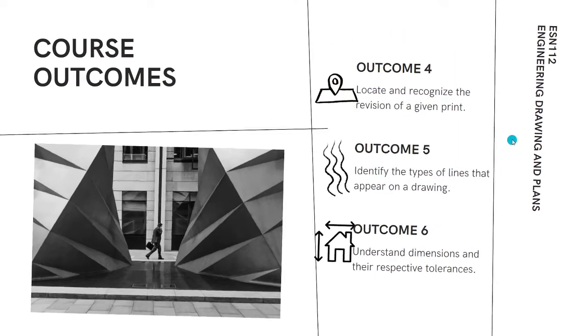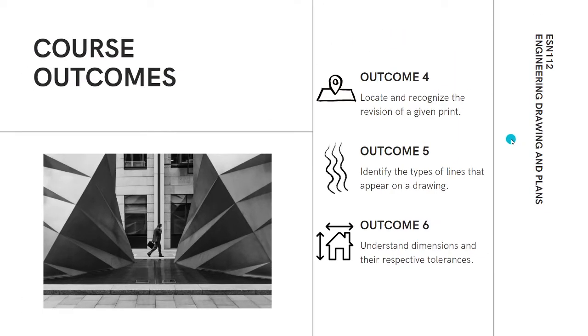Outcome number 4, we would locate and recognize the revision of a given print. Of course, it is unavoidable that we make mistakes in making our plans. So we would need revisions of our drawings, revisions of our plans. There is a proper way of doing it, and it would be learned through this course.